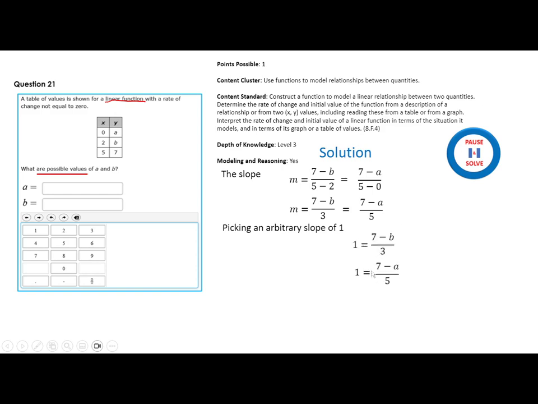So you solve these two equations. You put 1 equal to this, 1 equal to this, and you find a is 2 and b is 4. If you make another choice for the slope, say -1, you solve it, you get a is 12 and b is 10. You can use other values if you like.